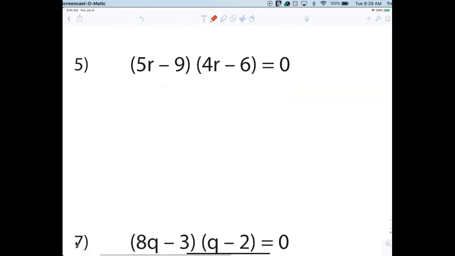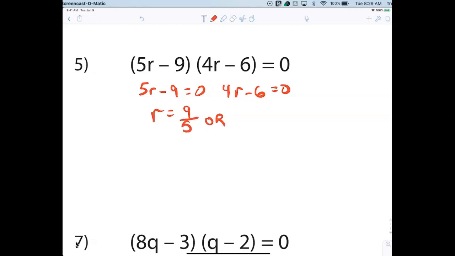We'll do one more time. 5r minus 9 equals 0. 4r minus 6 equals 0. So r is equal to what? 9 over 5, or r equals, thank you, whoever said 3 over 2. Beautiful, 3 over 2. Any objections to that?